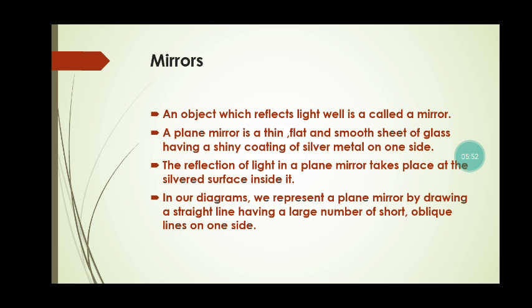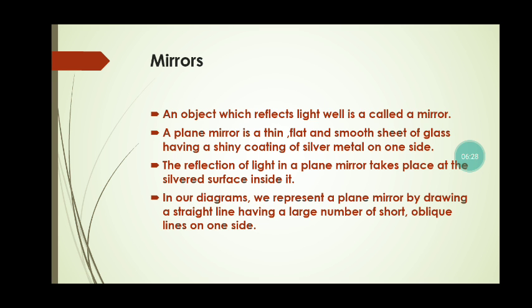Now come to the mirror. An object which reflects light well is called a mirror. A plane mirror is a thin, flat and smooth sheet of glass having a shining coated silver metal on one side. The reflection of light in a plane mirror takes place at the silver surface inside it.